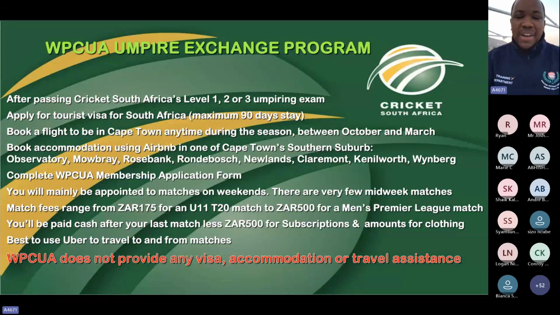I've never had to apply for a visa to come to South Africa because I live in South Africa, so I cannot give you any advice on how to apply for a visa to visit South Africa.